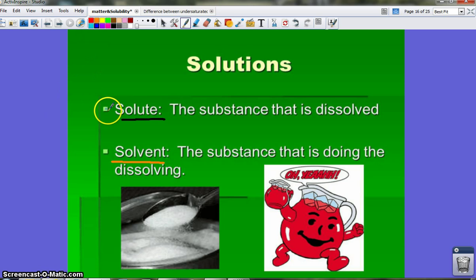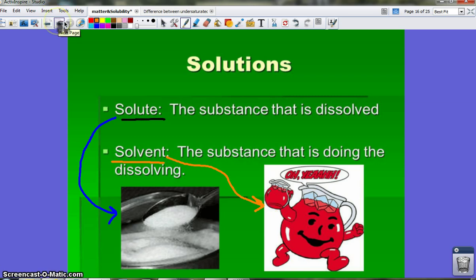Hopefully you say that the solute, the substance that is dissolved, is going to be the sugar, and the substance that is doing the dissolving is going to be the actual water within the Kool-Aid. So the sugar we put in Kool-Aid is the solute, which is dissolved within the water, the solvent.